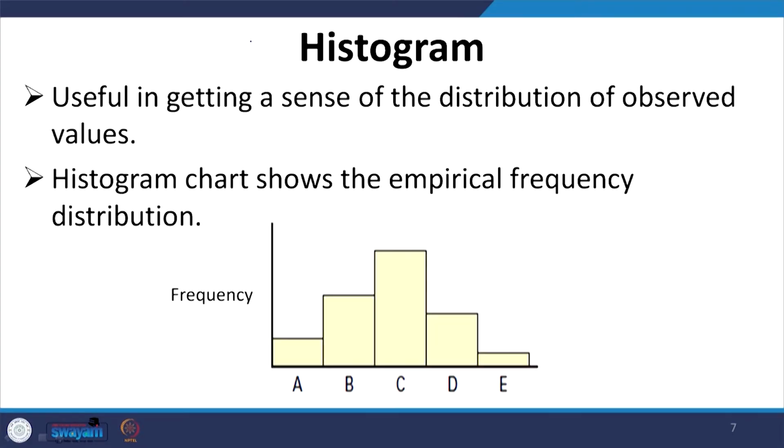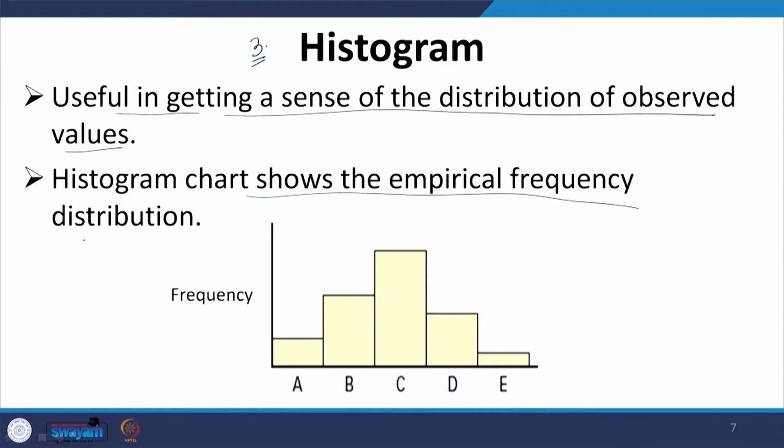Then the third important quality tool is the histogram. A histogram is also a visual display of how the defects are distributed. It is very useful in getting a sense of the distribution of observed values, how observed values are distributed. So, if you want a proper visual sense that is going to give you very quick decision making, the histogram is very suitable, and a histogram chart shows the empirical frequency distribution.